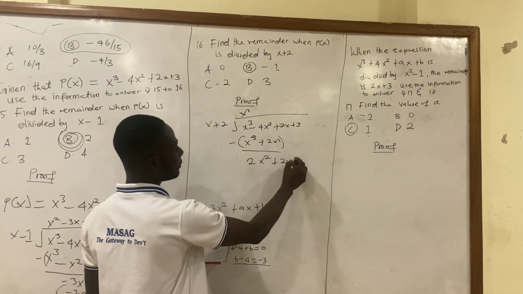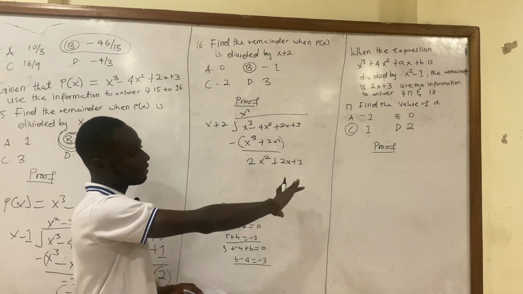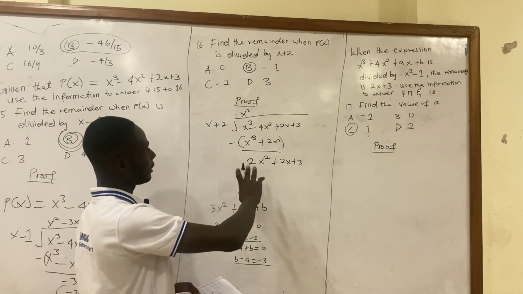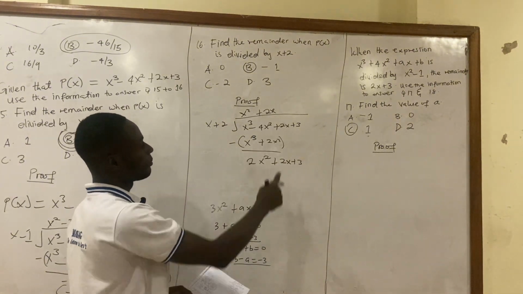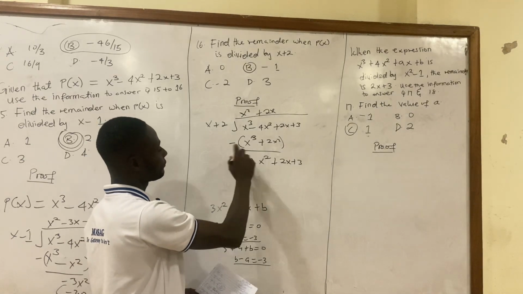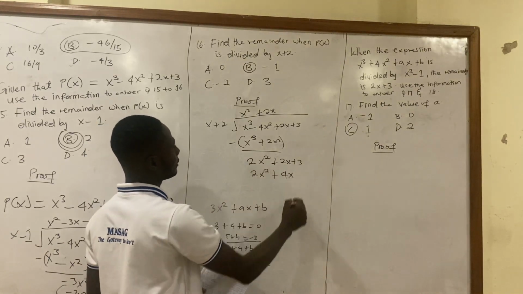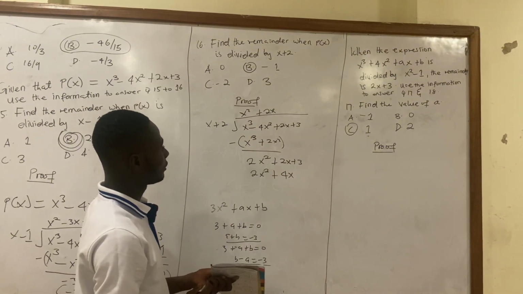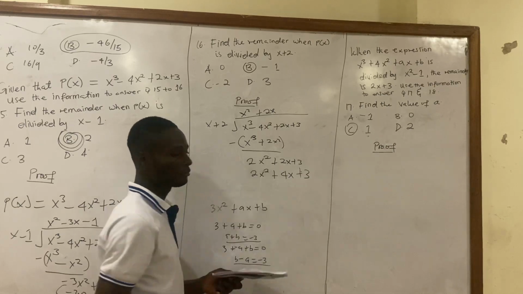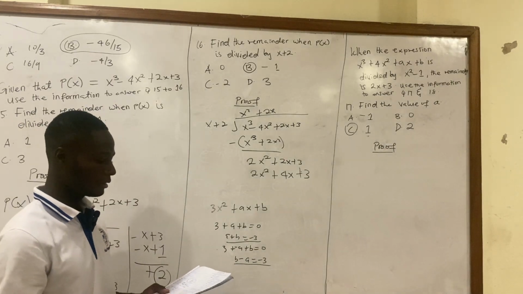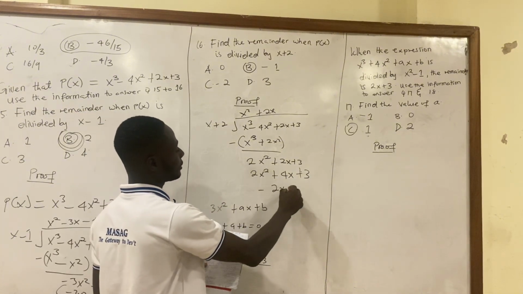plus 2x plus 3. Go back again, because you are still having terms in x. Subtract, you have plus 2x, multiply back again, you have 2x squared plus 4x plus 3. Alright, same procedure, then you have minus 2x plus 3.